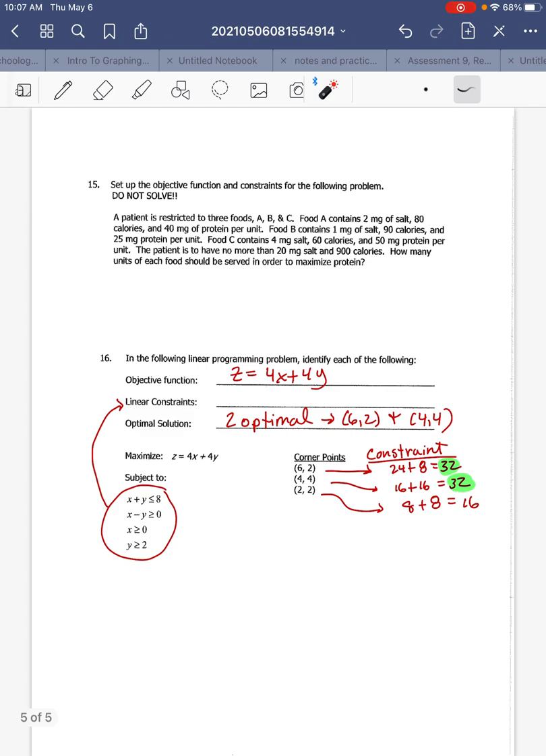Hope that helps. Oh, and there's the last one too, in case you wanted to look at that. Again, you can graph these things on Desmos and see the corners right there. And I think that word constraint is probably wrong.